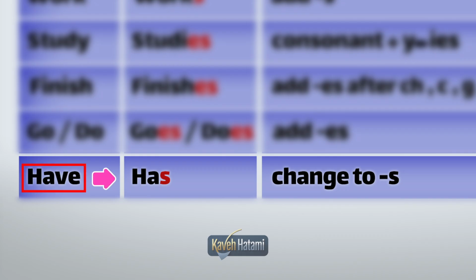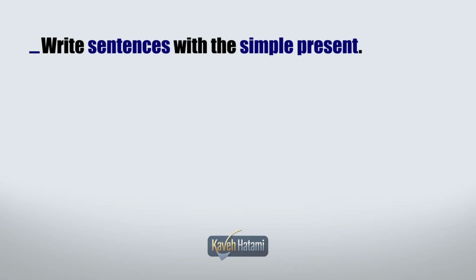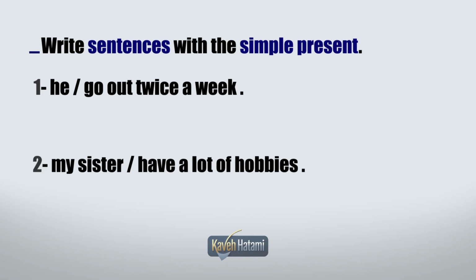And finally, you may ask, what about irregular verbs? Have. I have a car. But for she, we say, she has a car. Now let's practice. Write sentences with the simple present.